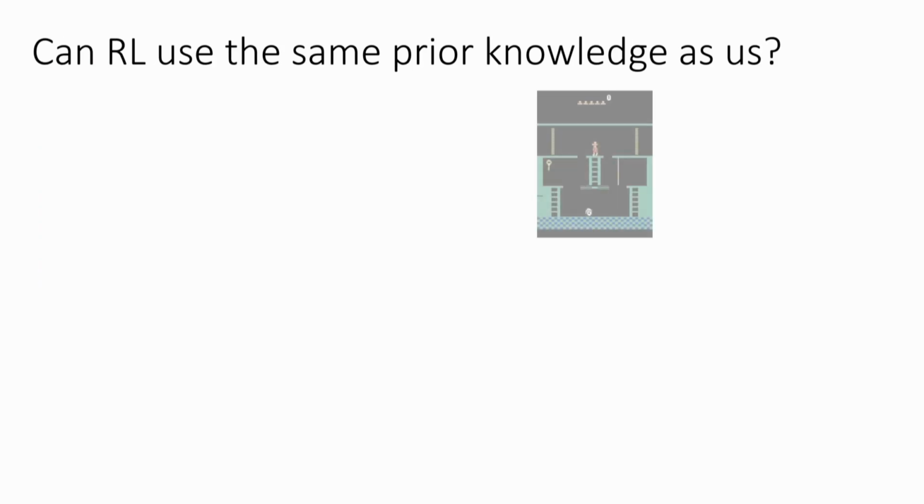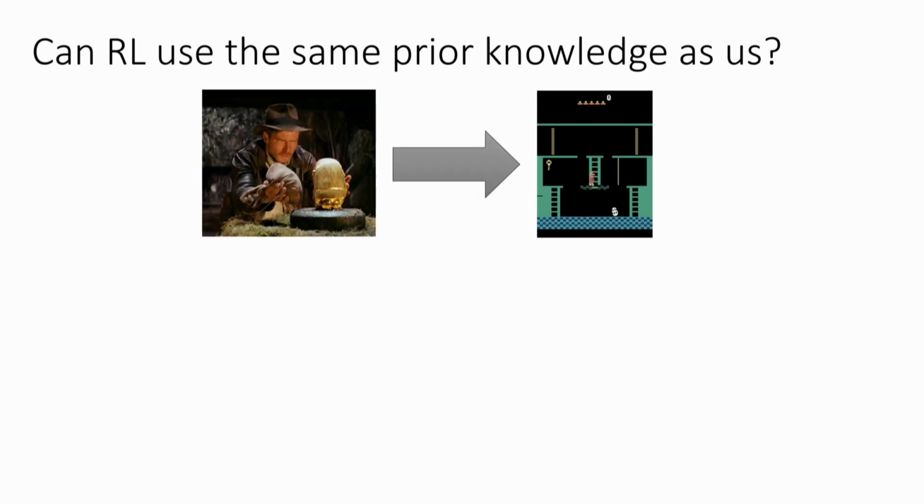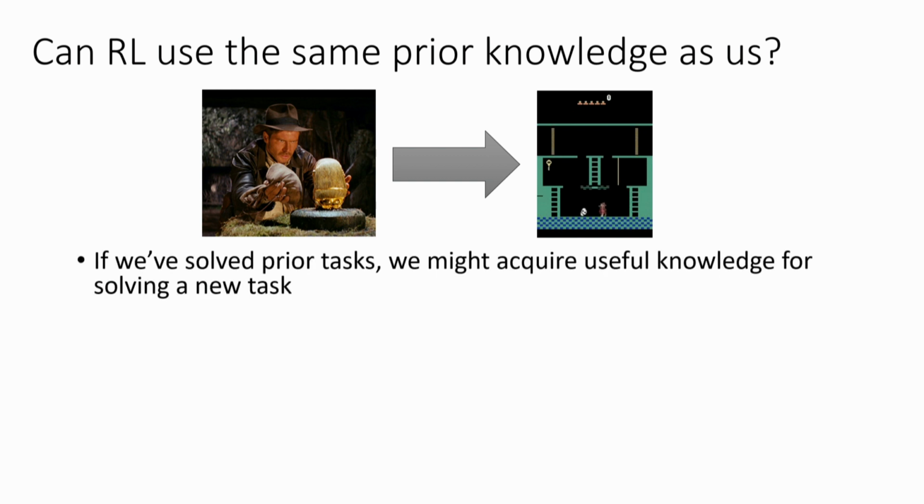So, for instance, if you want to play Montezuma's Revenge, maybe you've watched Indiana Jones, and from that you've figured out the proper procedure for plundering ancient treasure from burial sites, right? So you have some source of prior knowledge from prior tasks that you've done, or even just prior sources of information that you've gathered. So if you've solved prior tasks, you might acquire useful knowledge for solving a new task.